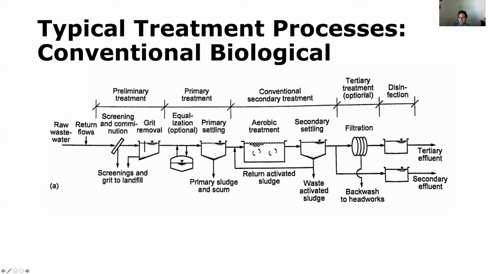Tertiary treatment is not seen in all systems, but in some systems, especially where the discharge requirements are more stringent for things like nutrients, or in other cases where the water is intended for reuse and it needs to be of higher quality, we might have tertiary treatment systems, which usually consist of filtration followed by some type of disinfection. All right, so if we have tertiary treatment, we would call that tertiary effluent. If we only have secondary treatment, we would call that secondary effluent. And of course, primary settling produces primary effluent.